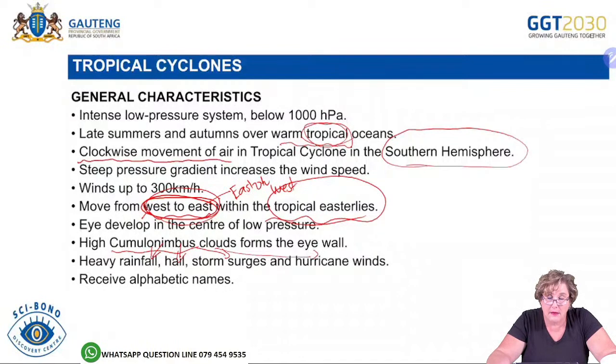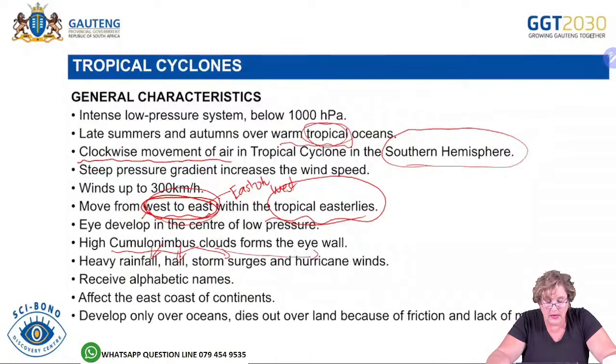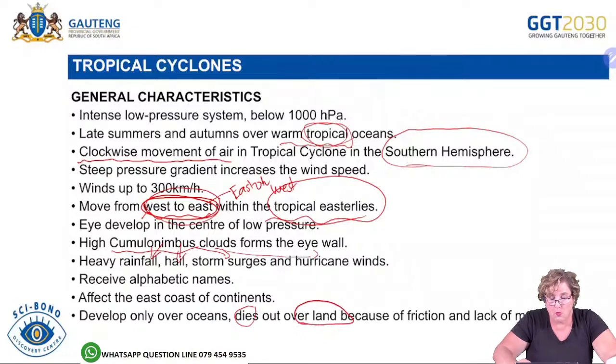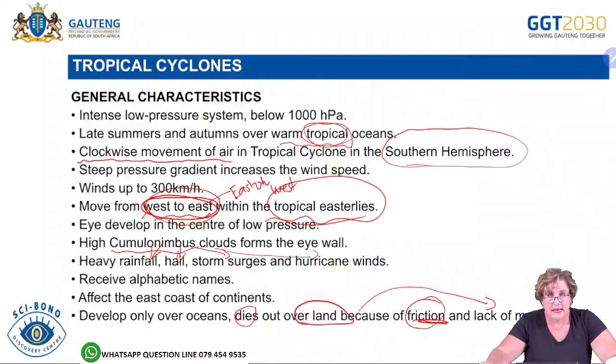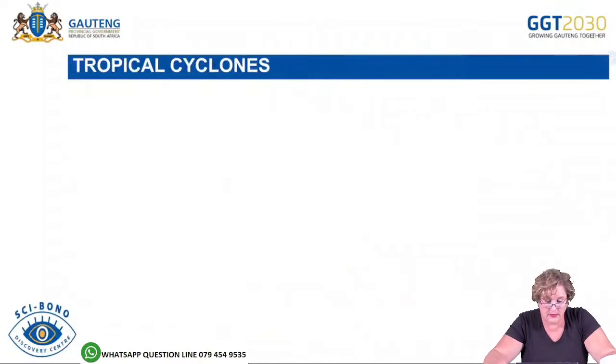They get names in alphabetical order, as the video just explained, and then tropical cyclones affect the east coast of a continent, mostly on the east coast. They develop over the ocean, but they die out over land. Why? Because there is lots of friction over the land. It wants a smooth surface, and over the land there is a lack of infrastructure.